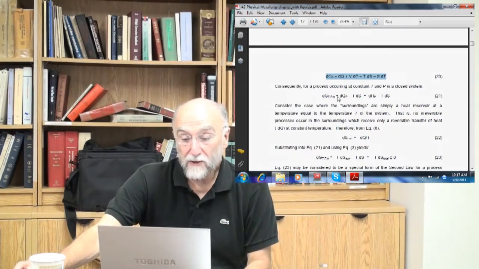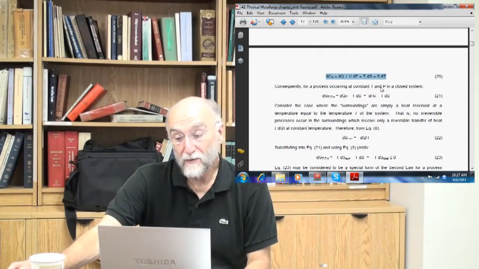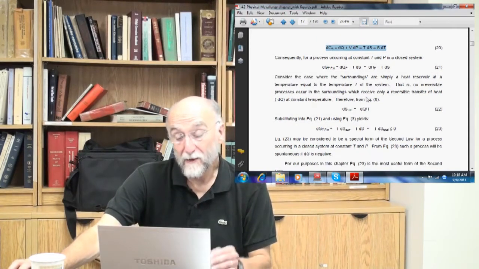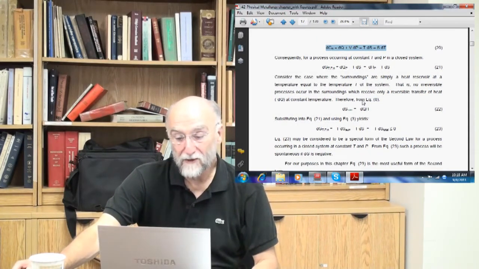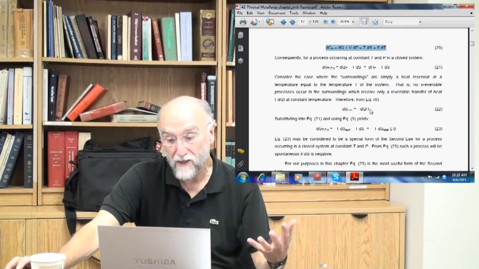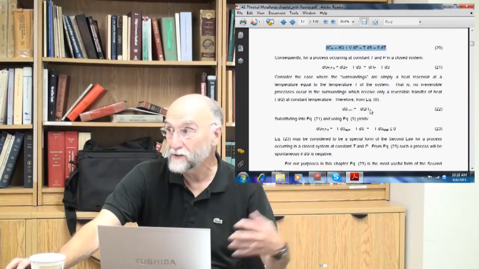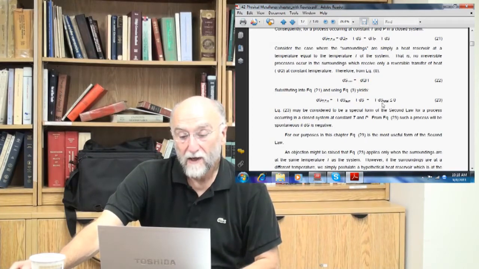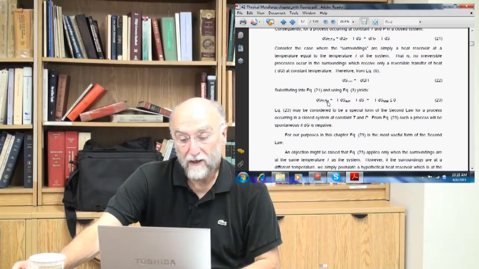That's the general equation. Consequently, for a process occurring at constant T and P in a closed system, dP is 0, dT is 0. So we have dG is dH minus TdS. This is what I did last day, but done a little more mathematically rigorously. The dS of the surroundings is minus dQ over T. Assume the surroundings is a heat sink, which sees only a reversible transfer of heat. Then you end up with dG is minus T dS total, which is less than 0. This is a special form of the second law at constant temperature, pressure and number of moles.